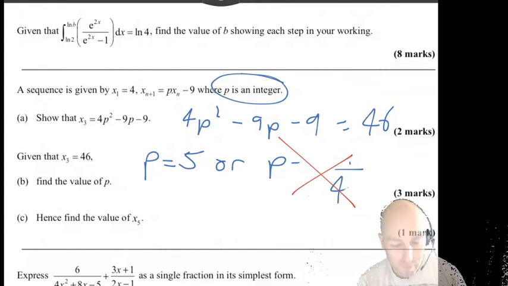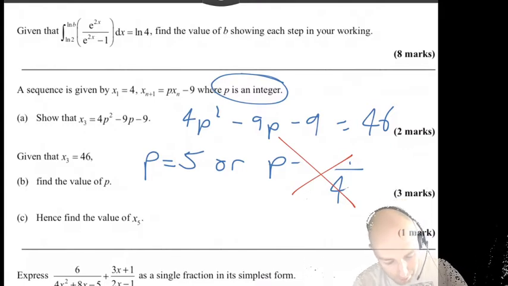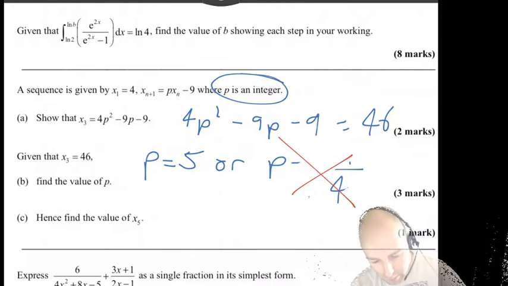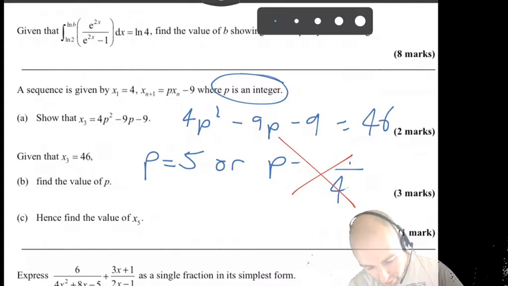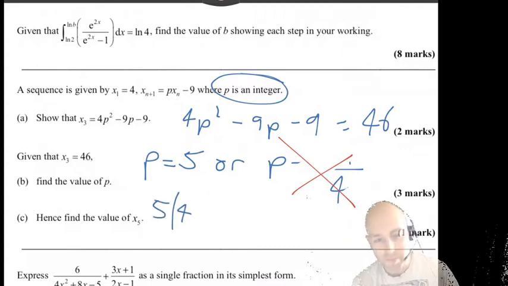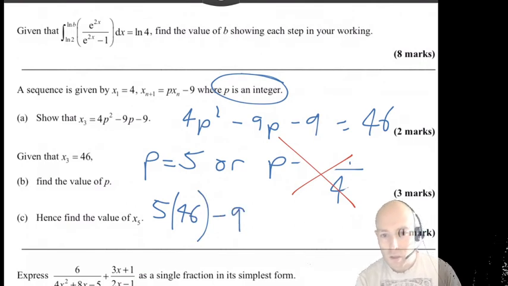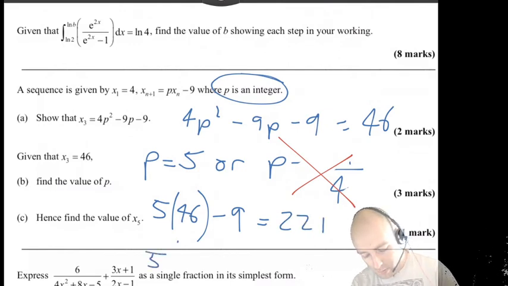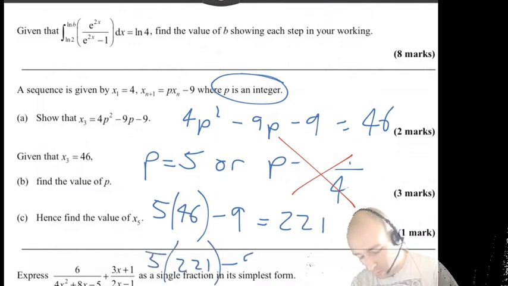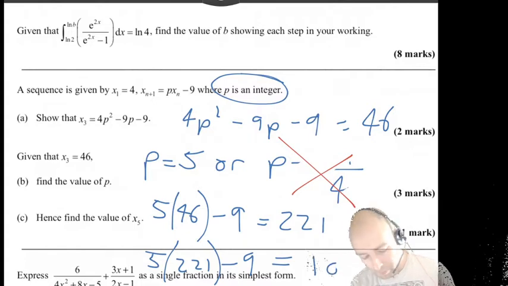All right, last bit. Find x5. So we know x3 is 46, so our next value is going to be 5 lots of 46 take 9, which gives us 221. And then our next one is going to be 5 lots of 221 take 9, which gives us 1096.